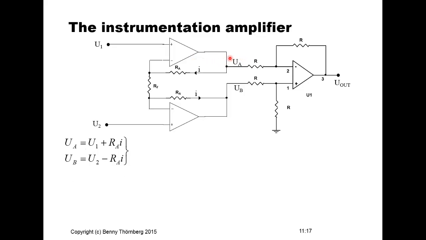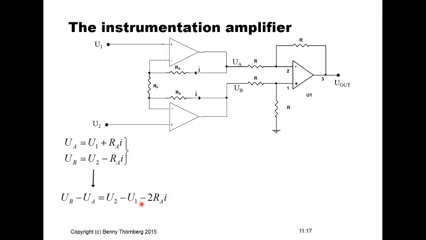UA, the potential on the input terminal here, must be equal then to U1, this input potential, plus the voltage drop over RA. And equally, UB is equal to U2 plus the voltage drop over this resistor RA. And then from these 2 equations we can develop an expression for UB minus UA, and that is equal then to U2 minus U1 minus 2 RA I.